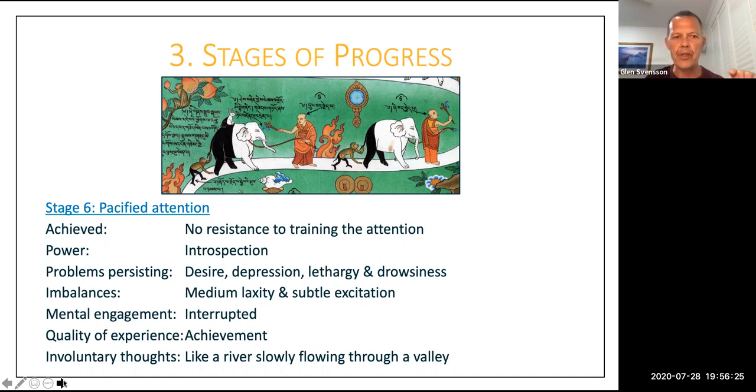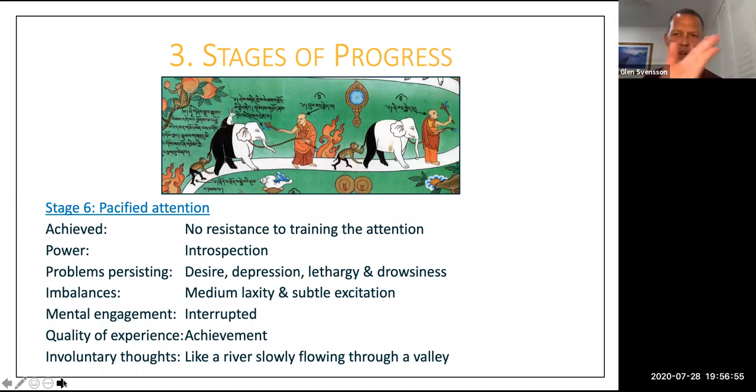But still here in the imbalances, we still have a medium degree of laxity now, but only subtle excitation now. So our mental engagement is still interrupted. We're still interrupted by medium laxity and subtle excitation. Sense of achievement. Now the amount of mental events is slowing down even more. And now it's like a slow moving river of thoughts appearing in the mind. So much less mental content coming up in the mind now.